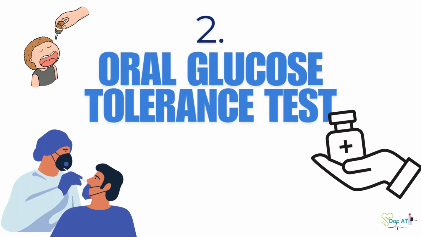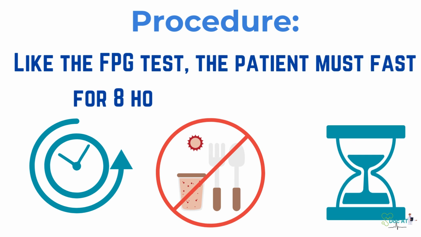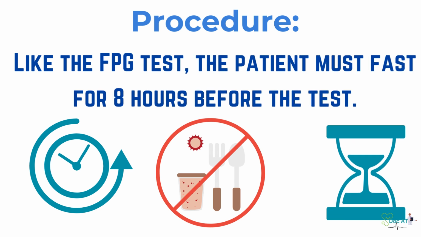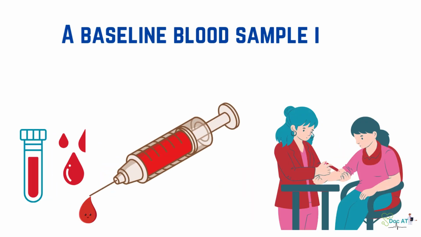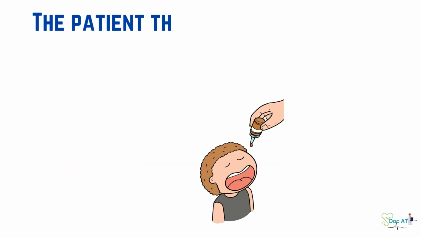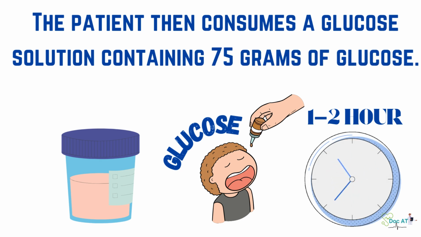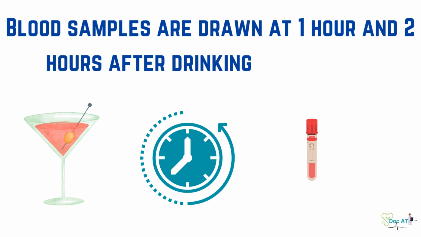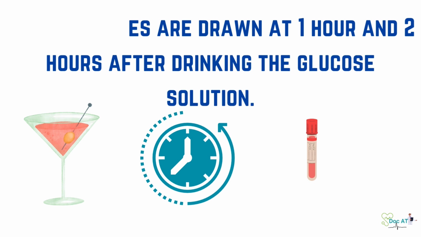2. Oral glucose tolerance test, OGTT. Procedure. Like the FPG test, the patient must fast for 8 hours before the test. A baseline blood sample is drawn to measure fasting blood glucose. The patient then consumes a glucose solution containing 75 grams of glucose. Blood samples are drawn at 1 hour and 2 hours after drinking the glucose solution.